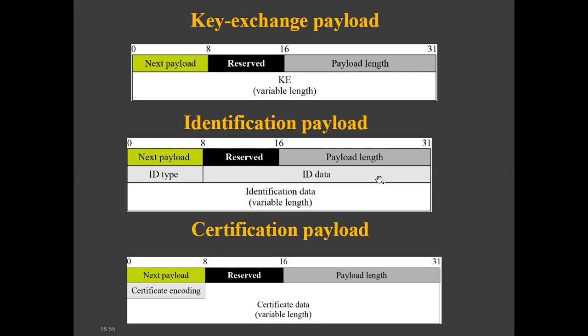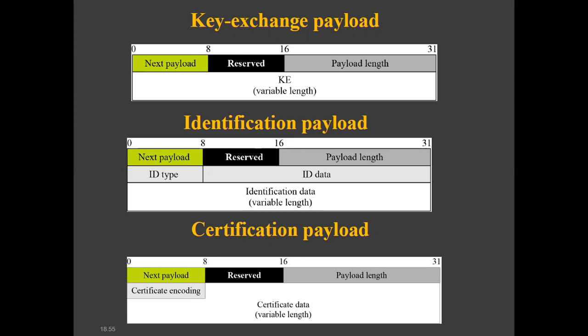Then the identification payload allows the entities to send their identifications to each other. Here also the ID type is an 8-bit field, it is DOI specific, that is domain of interpretation specific, and it defines the type of ID which is being used. Then this reserved field is a 24-bit field, which is usually set to 0. And then the last one is the identification data. The actual identity of each entity is carried in this variable length field.